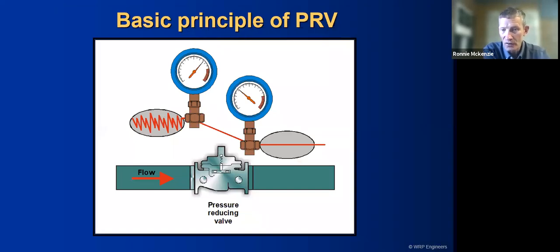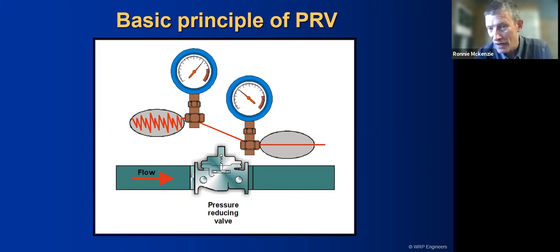Ideally, we want to use a pressure reducing valve or a control valve. We'll call it a PRV today. A PRV is simply designed to reduce the inlet pressure and give you a fixed outlet pressure. That's what the valve is designed to do. Bear in mind, it can never give you a higher pressure than the inlet pressure.